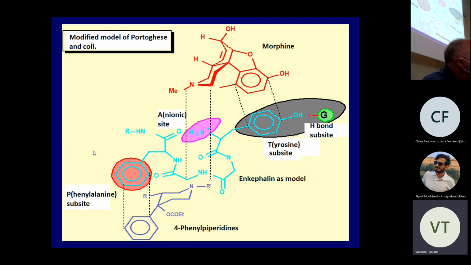I think this picture is very clear. You can see the chemical structure of the enkephalin here. The two aromatic groups, one with OH for morphine, and the second one you see with the aromatic ring for phenylalanine, for phenylpiperidine.